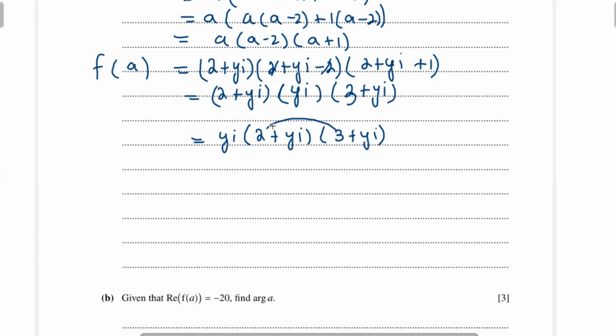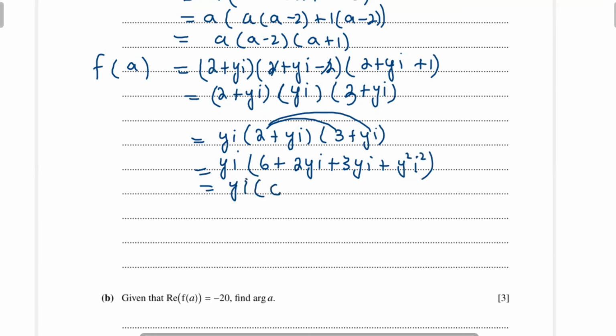Now we multiply 2 by 3 and 2 by yi, and we get 6 plus 2yi plus 3yi plus yi times yi, which is y squared i squared. Now we can write this as yi times (6 plus 5yi plus y squared i squared), where i squared means minus 1. So it becomes yi times (6 plus 5yi minus y squared).